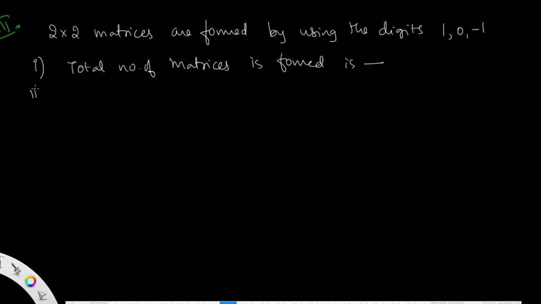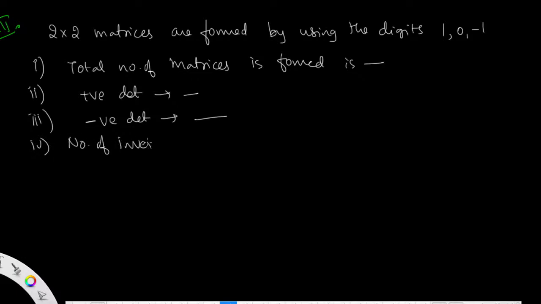Next, second question, having positive determinant, how many are there? Question number 3, negative determinant, how many are there? Question number 4, number of invertible matrices. Number of invertible matrices is dash. How many are there? They are asking. Okay.